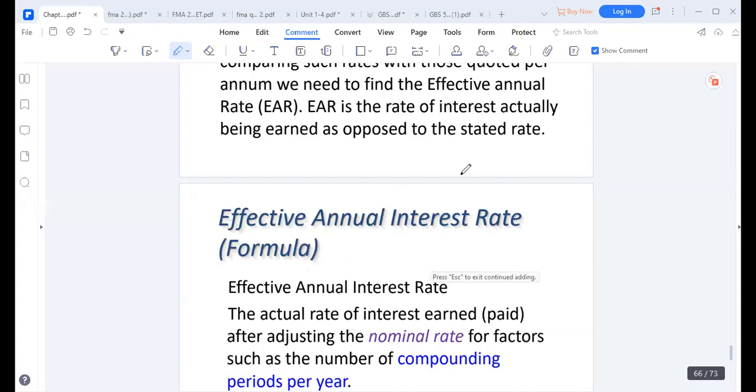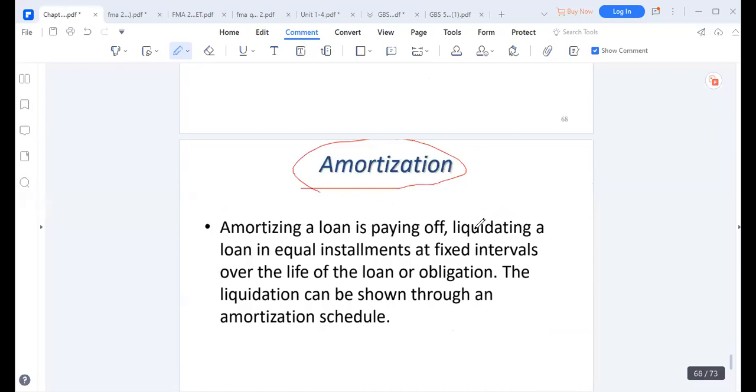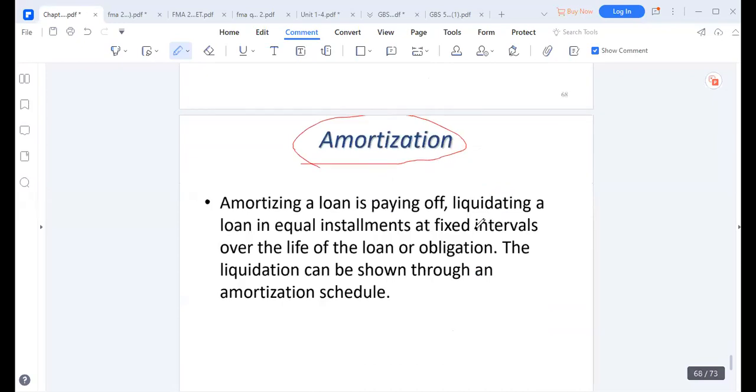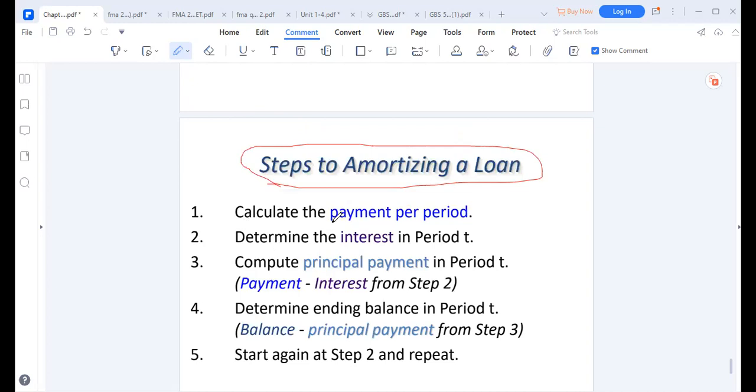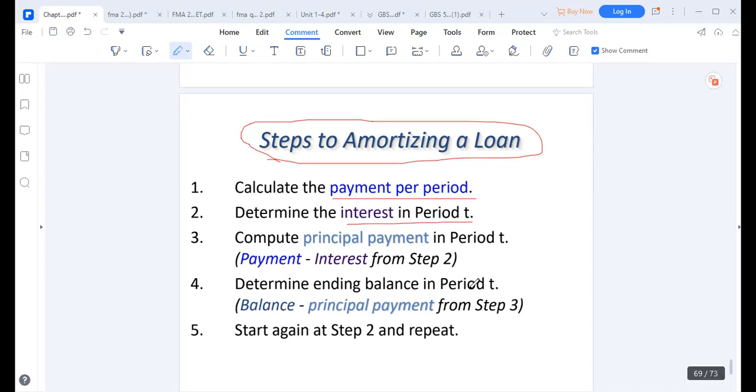Now we are getting down to amortization of a loan. Amortization of a loan looks at breaking down, paying off or liquidating a loan in equal installments at fixed intervals over the lifetime of the loan obligation. The liquidation can be shown through an amortization schedule. The steps for an amortization schedule: calculate the payment per period, determine the interest in that period, compute the principal payment in that period, then determine the ending balance in that period.